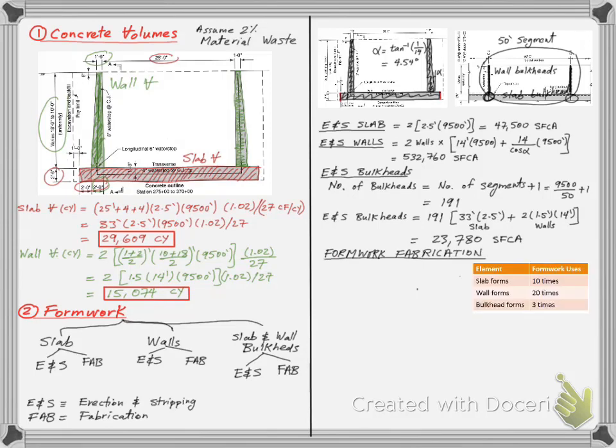The formwork fabrication quantity will be dependent on the E and S quantities and the number of formwork uses between the different concrete pours. We have seen this table in the lesson video, which provides some suggested use values of the formwork for different structural elements. For slab formwork, we will assume it is used 10 times. So we'll need only to fabricate 4,750 square feet to be erected and dismantled 10 times to cover the total required area.